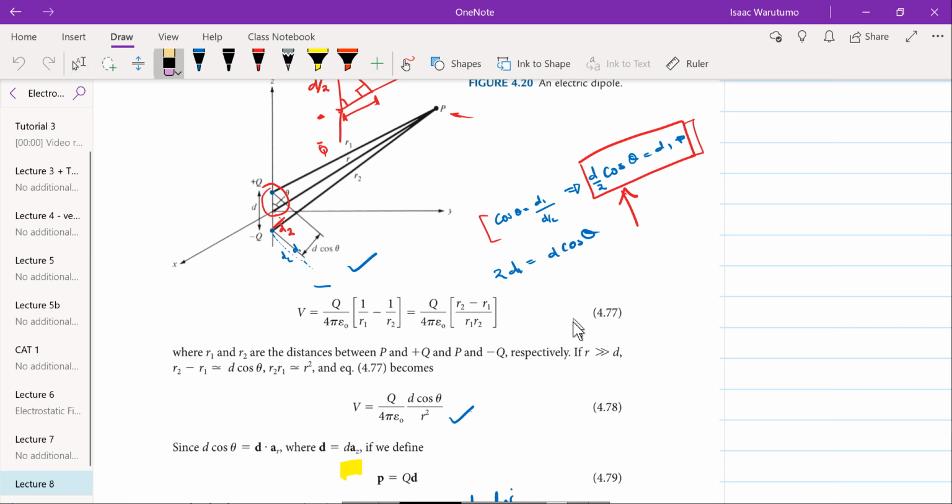Now, to evaluate the potential at this point, we know the formula that gives us the potential, as we found out, is going to be inversely proportional to r, being the position vector.